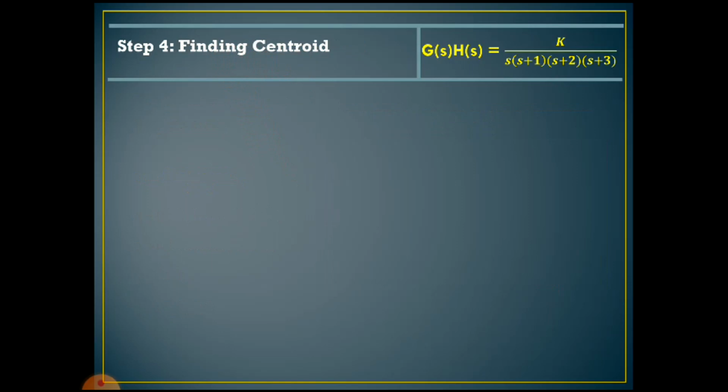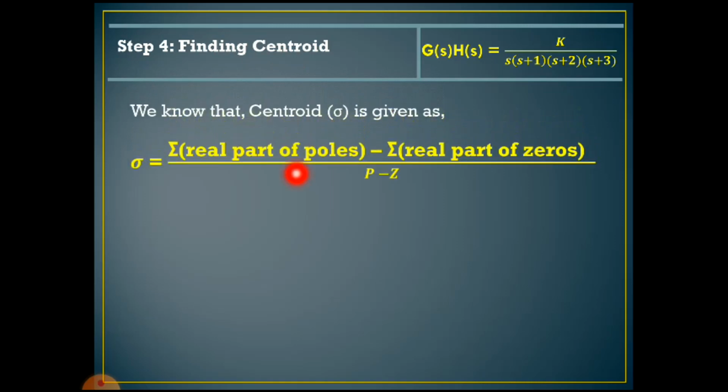So what is centroid? A centroid is a point on the real axis where all the asymptotes are going to meet each other. There are 4 asymptotes, right? So all those asymptotes will meet at a common point on the real axis, and that point is called the centroid. And we have the formula for centroid: centroid, represented by this symbol, is equal to summation of real part of poles minus summation of real part of zeros, divided by p minus z. Take care that you consider only the real part of poles and real part of zeros.